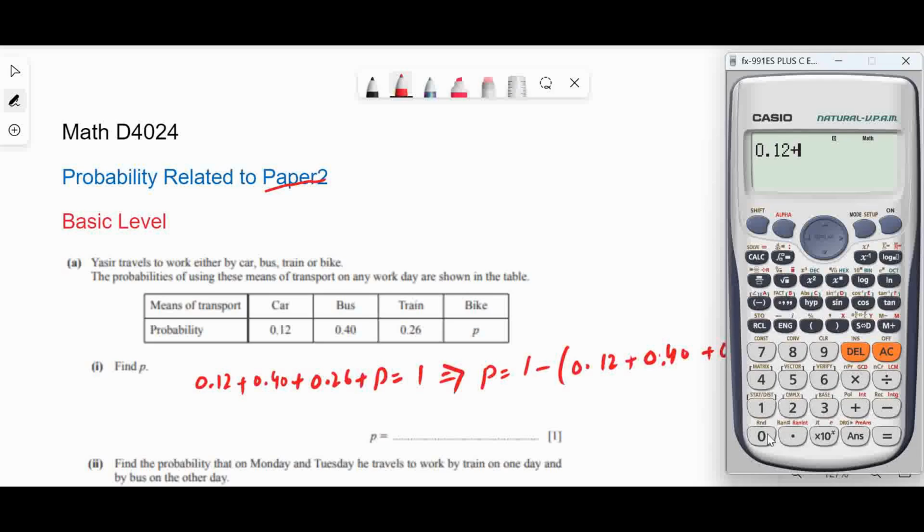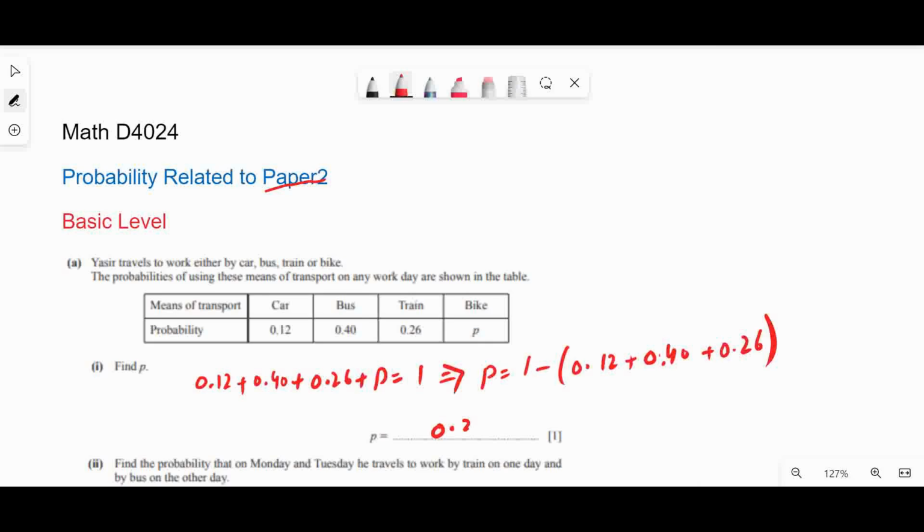0.12 plus 0.40 plus 0.26. This will be equal to this value, and then 1 minus the answer will be equal to 0.22. So this will be the final answer. Let's move to the second part.